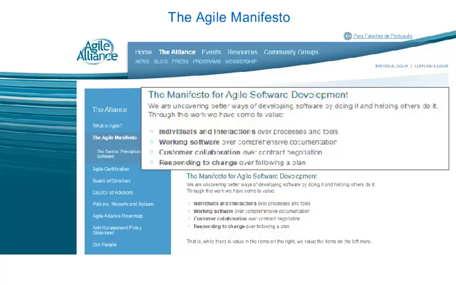The Manifesto for Agile Software Development reads, "We are uncovering better ways of developing software by doing it and helping others do it. Through this work, we have come to value individuals and interactions over processes and tools, working software over comprehensive documentation, customer collaboration over contract negotiation, responding to change over following a plan." That is, while there is value in the items on the right, we value the items on the left more.